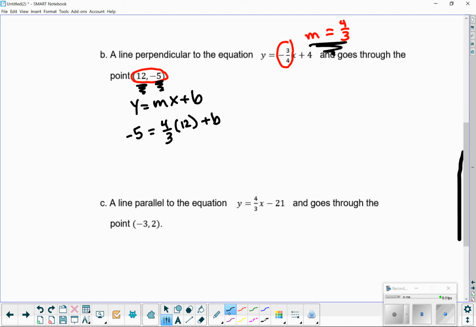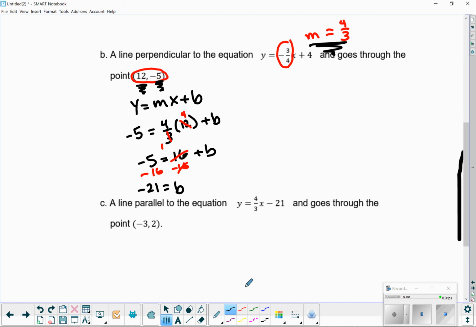All right, so you're going to go ahead and do some math. All right, 12 times 4/3. Okay. The way I'm doing it, I'm going to go ahead and reduce 3 and 12. And you get a 4 from there, you get a 1 from the 3, so you get 16. So you get negative 5 equals 16 plus b. All right, you're going to go ahead and solve for b by subtracting 16 over. And you end up with b is equal to negative 21.